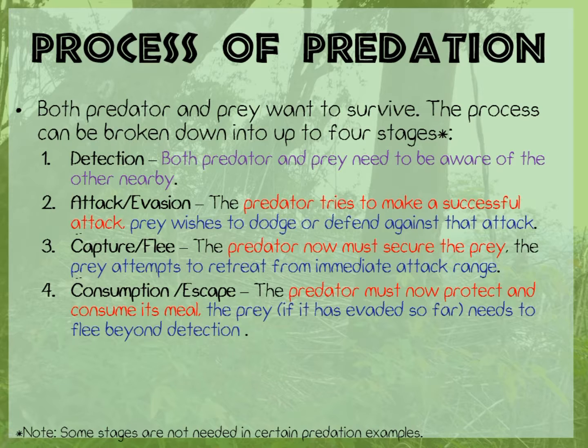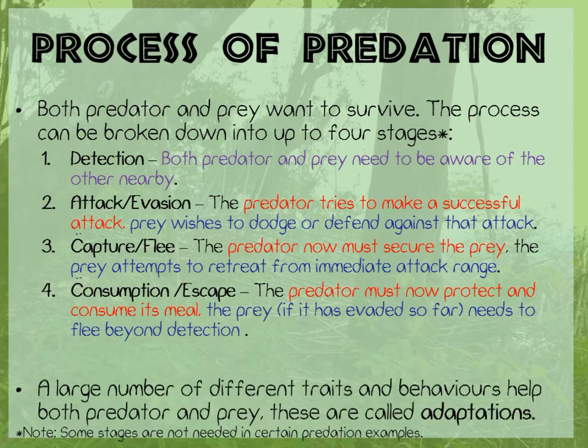On the other hand, if the prey has been unlucky, then the predator must now protect and consume its meal. We say protect because the predator might not be the biggest thing around, and another even bigger predator, or perhaps even a stronger member of its own species, could potentially chase it away from its hard-earned meal, meaning that not only does it not get food, but it's wasted the energy that it took to catch that meal by not actually ending up getting to eat it.